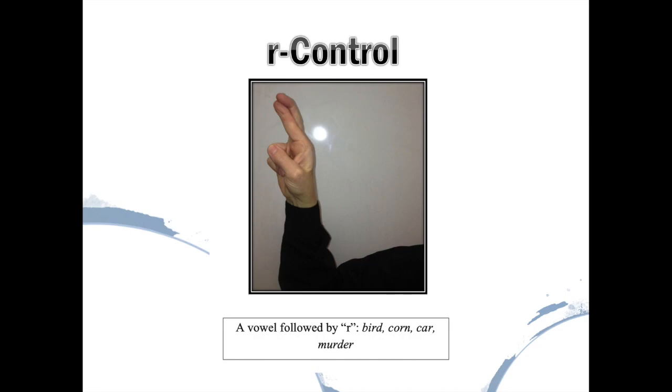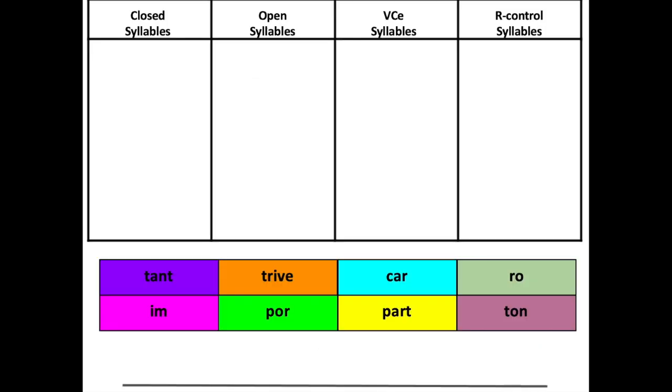Let's test what we know on our syllable types, and we have a 4-way sort for closed syllables, open syllables, vowel consonant E syllables, and R control syllables.